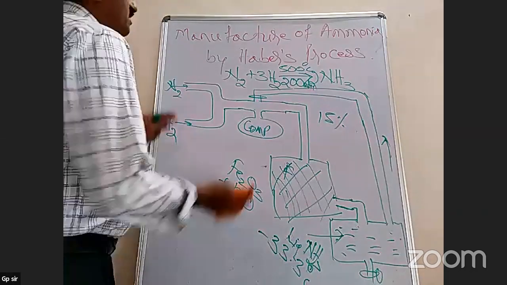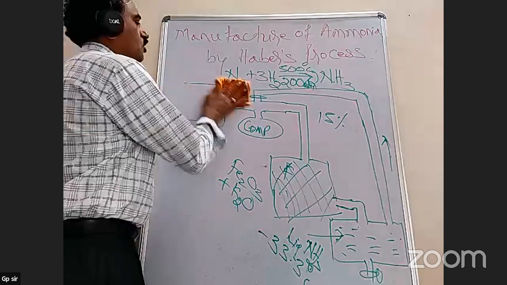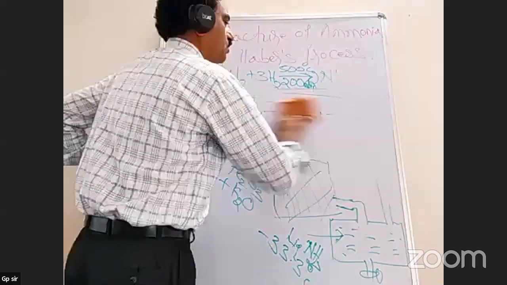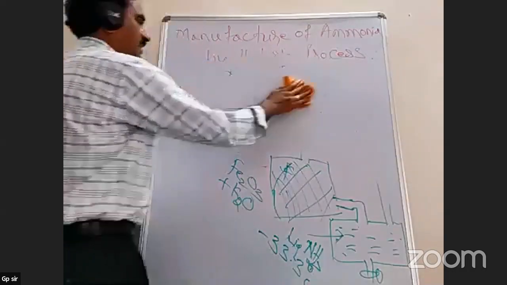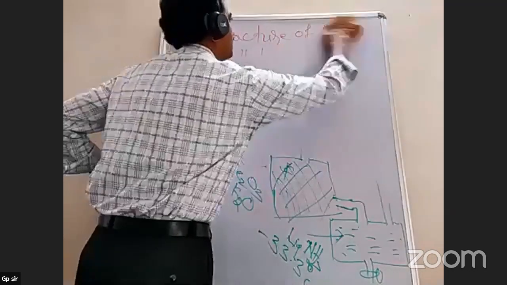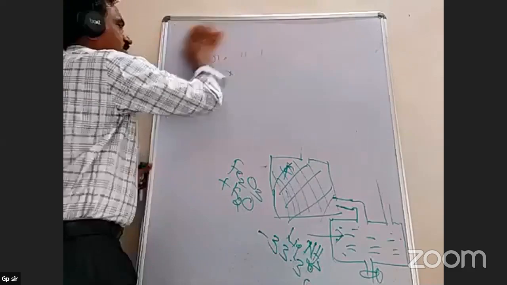So this is about the manufacture of ammonia by Haber's process, and if you go through the question papers, you will find that this question is repeatedly asked in examinations for 3 marks.